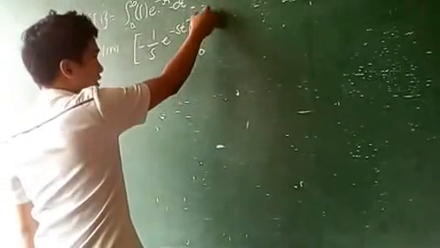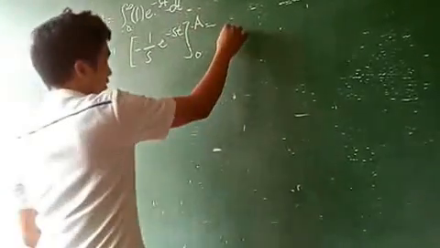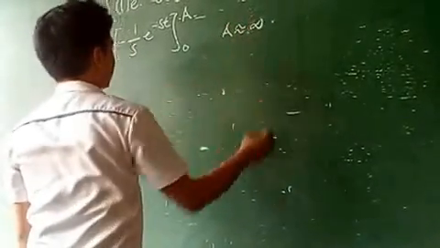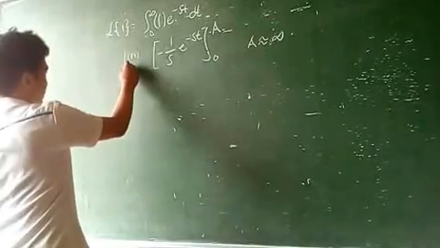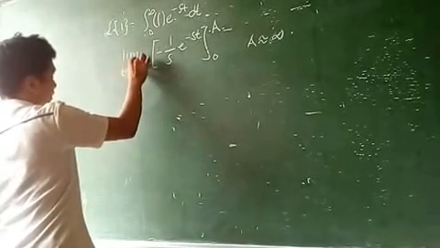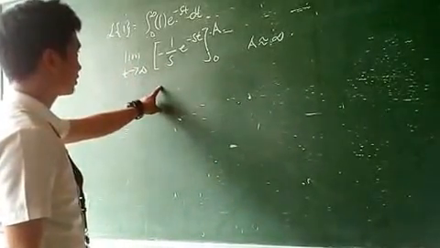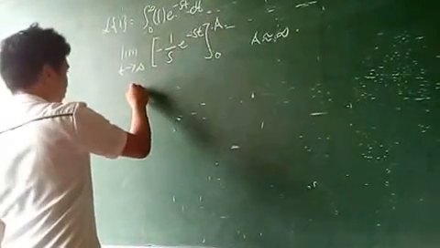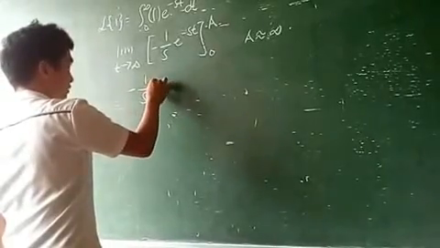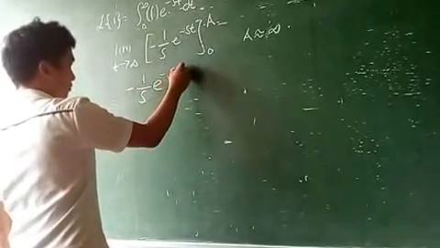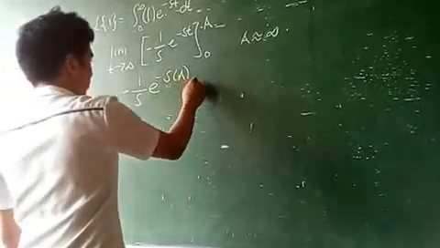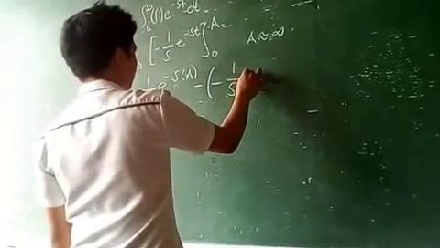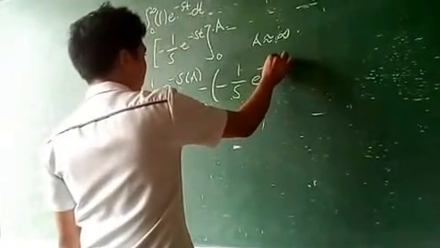0 to a very large number, which we'll call a. Our limit is as t approaches infinity. Next we will take the limit and substitute the value of t. So negative 1 over s times e raised to negative s times a, minus negative 1 over s times e raised to negative s times 0.